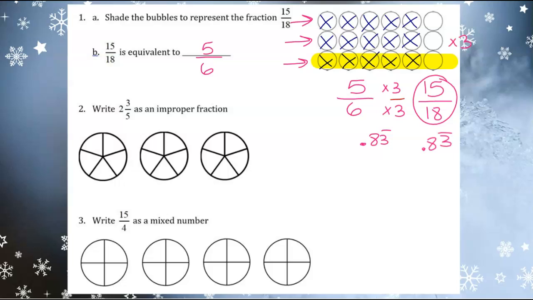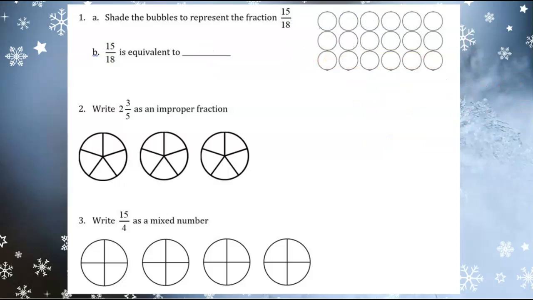And just how we multiplied the top and bottom by 3, we could also find a common factor and divide the top and bottom by that same common factor, and there's my 5 sixths again.